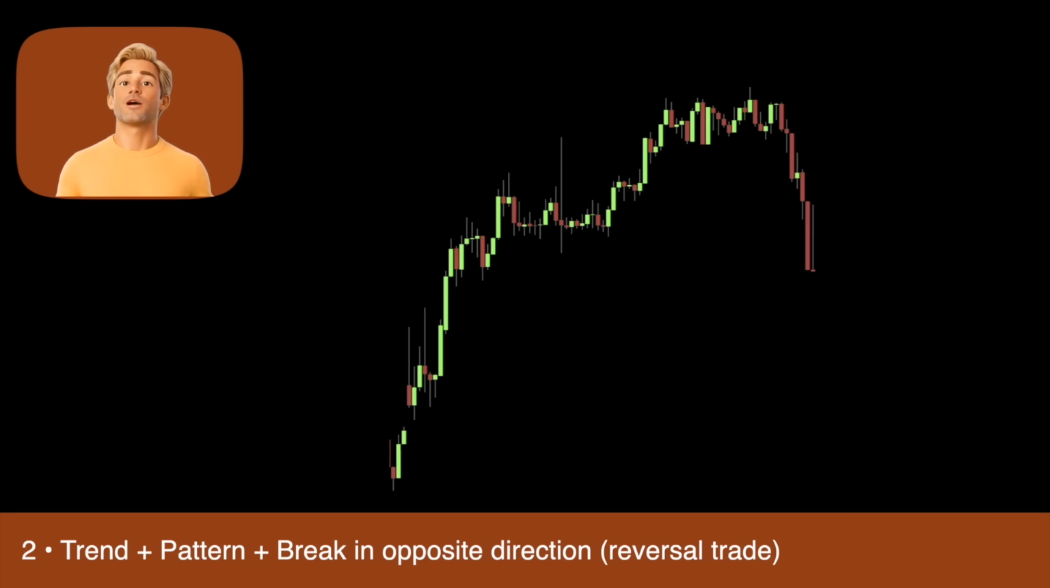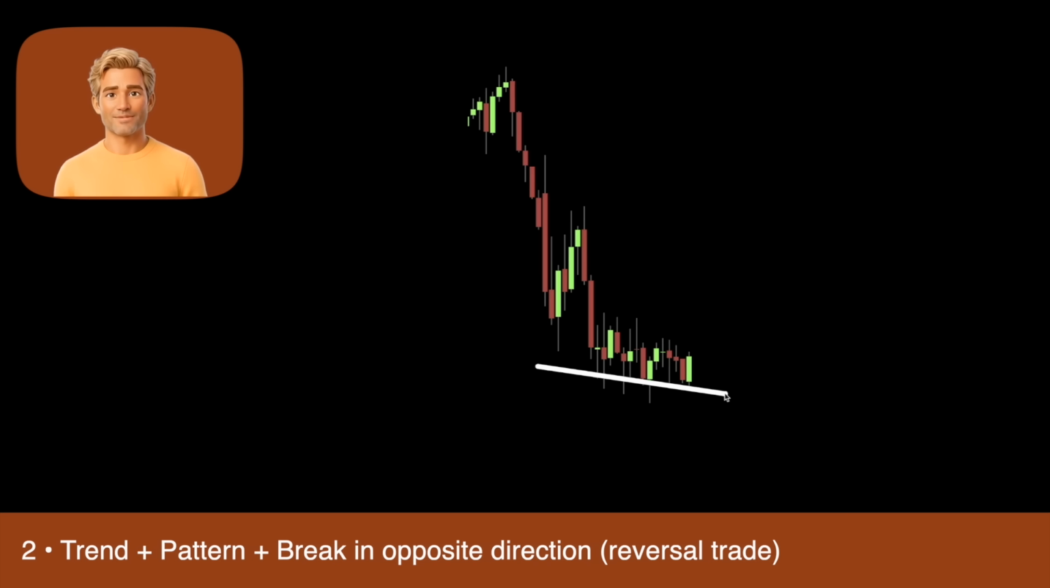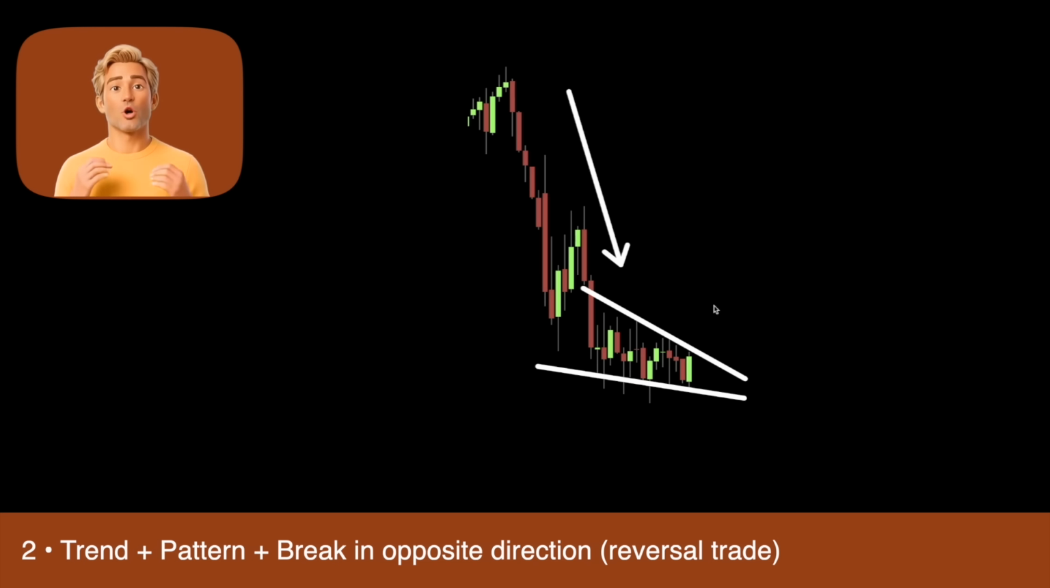Now, the reverse applies also in a downtrend. Let's say you have a falling wedge forming in a downtrend. Usually you would expect the price to continue downward, but in this case, the price breaks above the upper trend line of the wedge. It signals a potential reversal from a downtrend to an uptrend, and this break in the opposite direction of the trend suggests that the sellers are losing strength and buyers are stepping in.